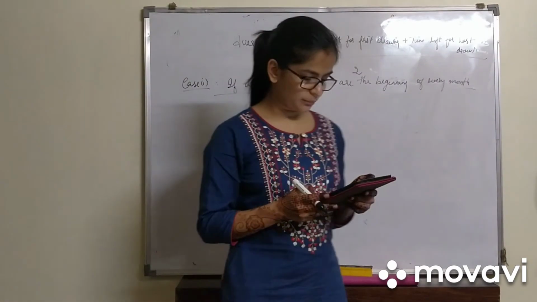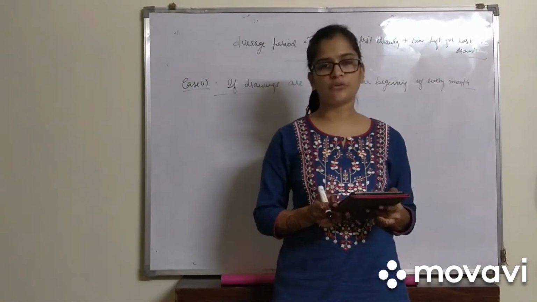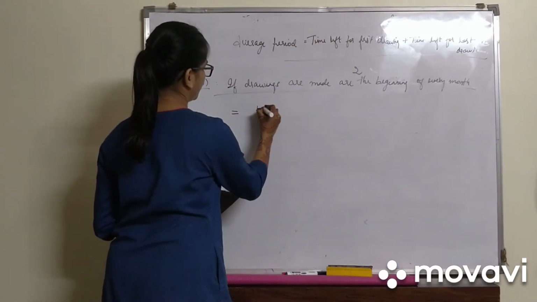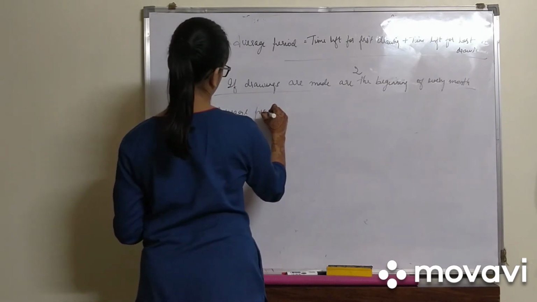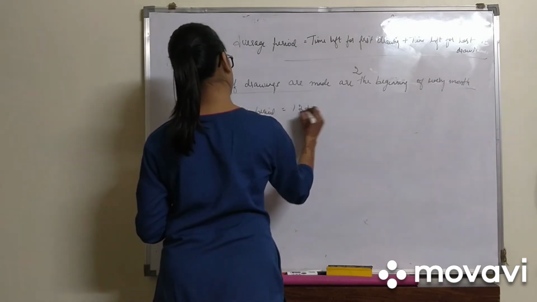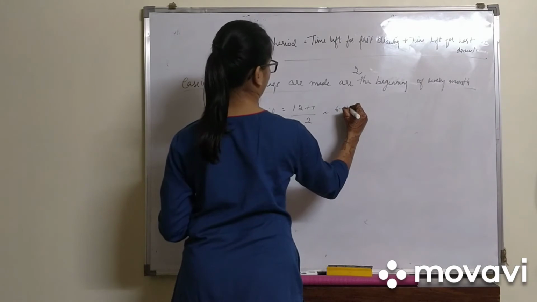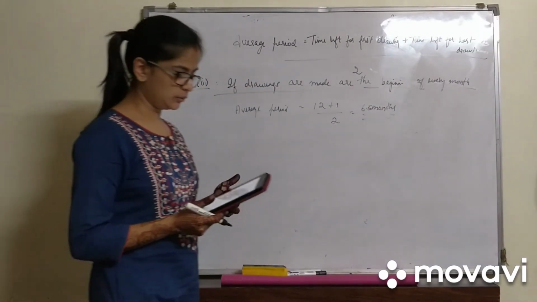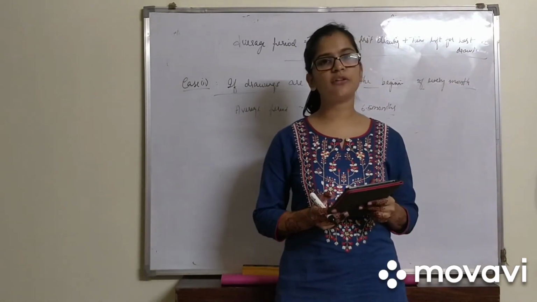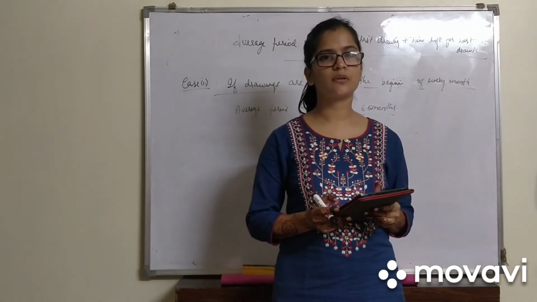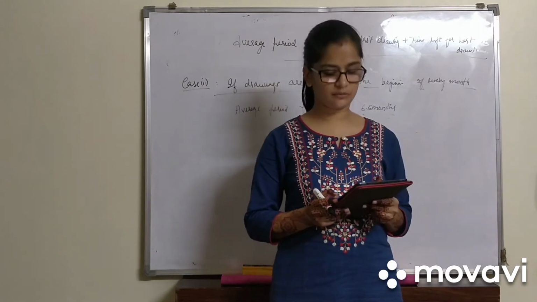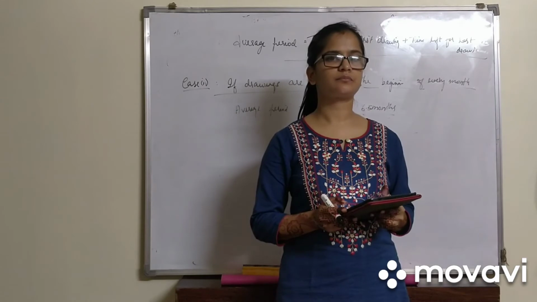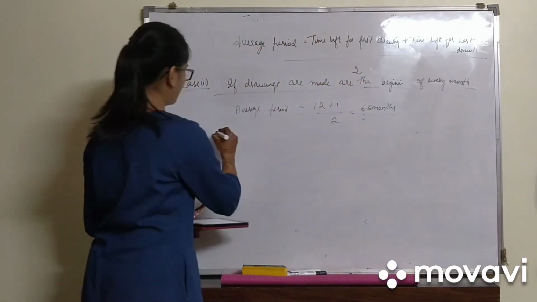so what have they given in the problem? A withdraws 10,000 in the beginning of every month. So in the next line you will be writing average period is equal to 12 plus 1 divided by 2, that is 6.5 months. After this, in the next line write down, interest on the whole amount will be calculated for 6.5 months.